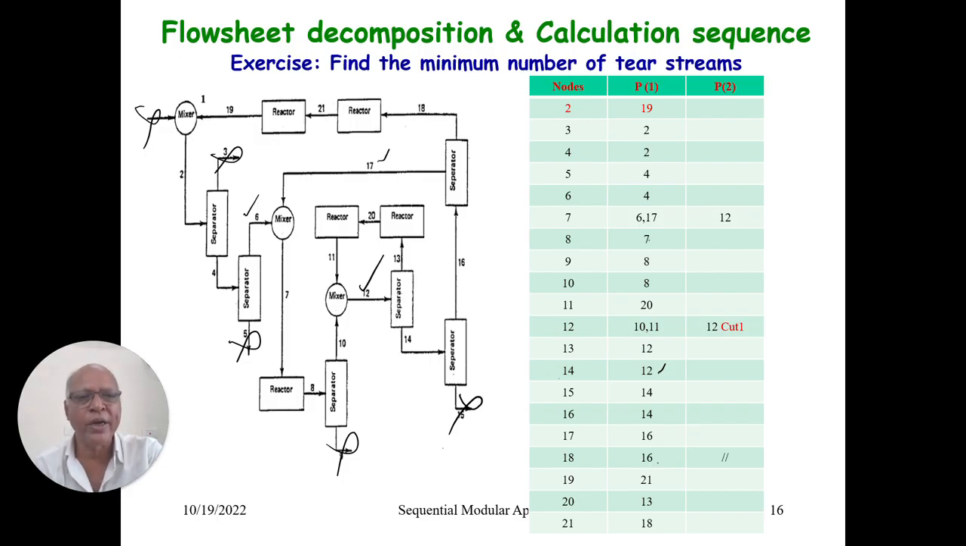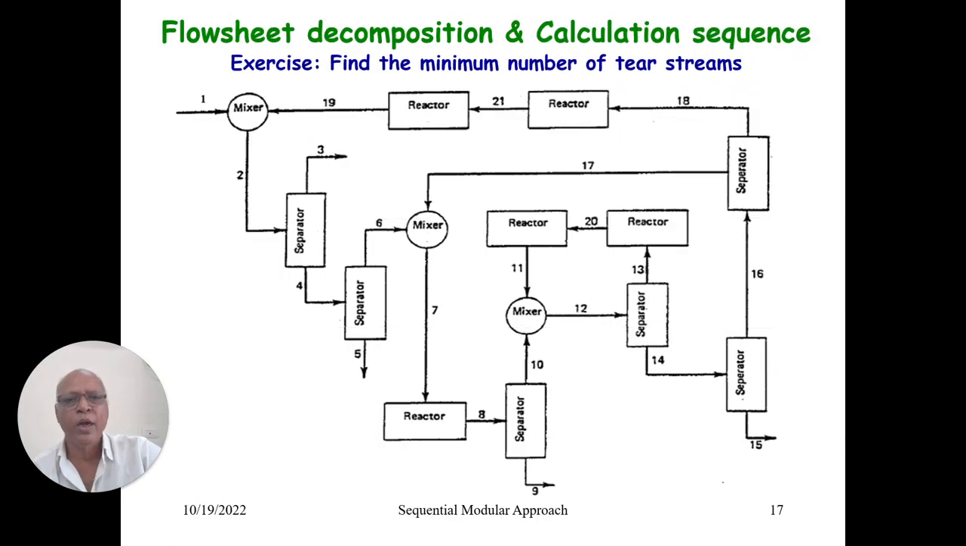Similarly, look at 11. The precursor is 20. The precursor for 20 is 13. The precursor for 13 is 12. So you will be required to write 12. So we are left with only one stream, which is 12. So you cut this stream, and using this tear stream you should be able to solve the problem. This is the only stream that I am trying to cut.